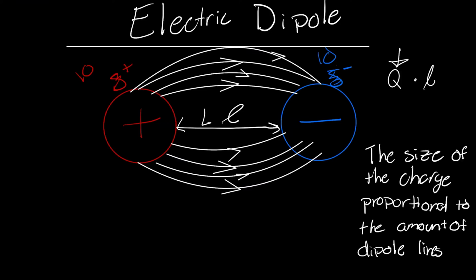Now, let's talk about the other half of the equation here. What about the length? What would happen if the distance between the two charges changes? If I were to separate the charges, let's say L here is equal to 2 millimeters, what would happen if I were to change that to 4 millimeters, also doubling it? Well, what happens in this case is that the dipole field becomes stronger.